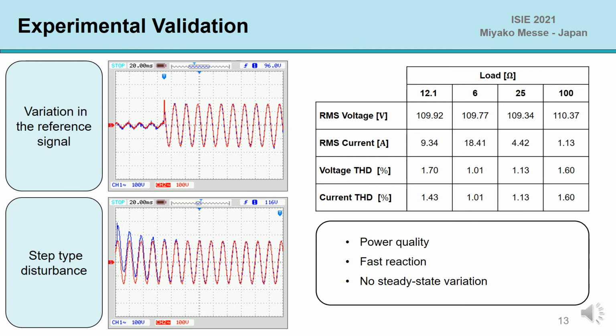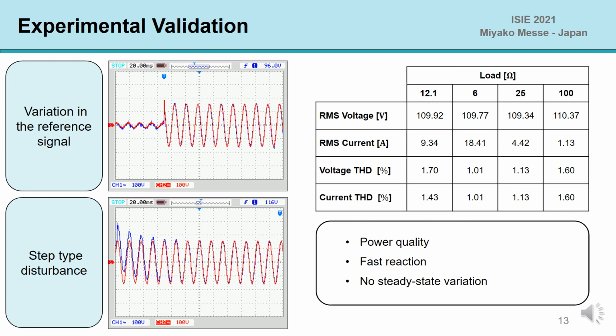In a first test, the DMC controller was tested by placing loads of 6, 12.1, 25, and 100 ohms. The voltage in all configurations is in the range of 109.34 volts to 110.37 volts. In addition, the THD for voltage and current does not exceed 5% in any of the cases.